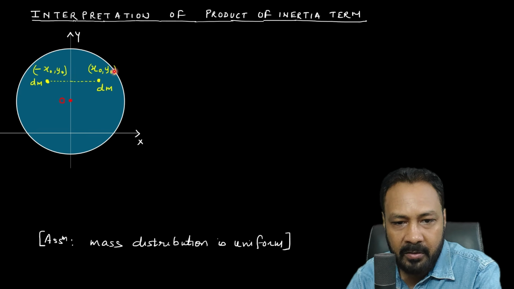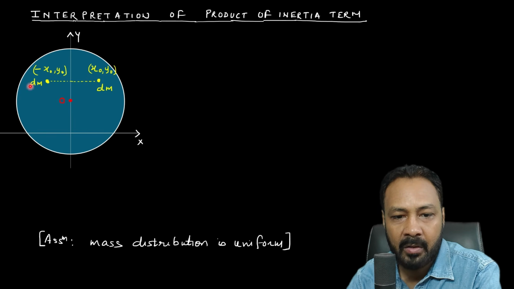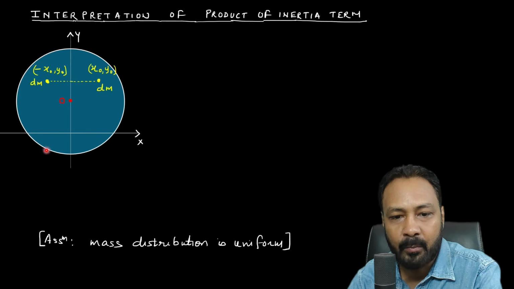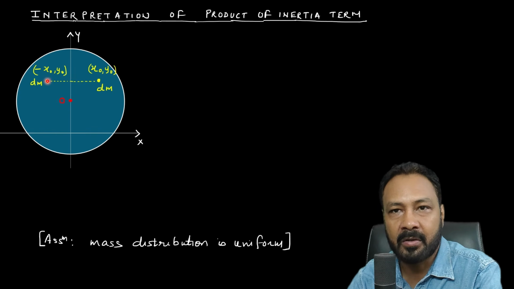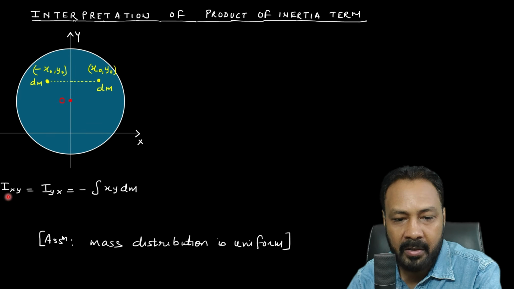For this point, xy dm is x naught y naught dm, and for the other point, xy dm would be minus x naught y naught dm, and their sum would be 0. So this whole body can be divided into such pairs, and their sum is 0. So overall, Ixy and Iyx, that is the minus of the integration of xy dm, for the whole body this integral is 0.